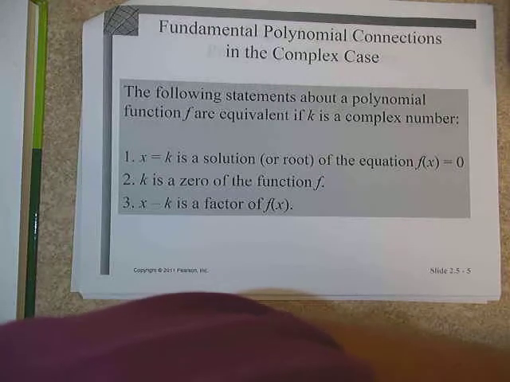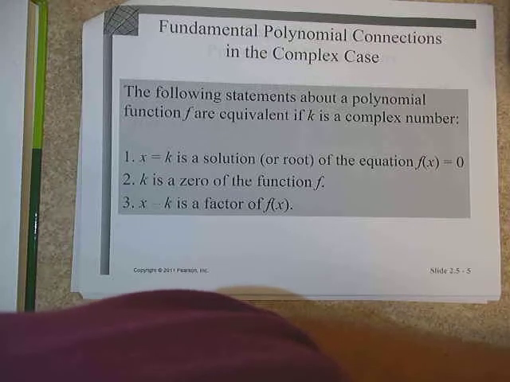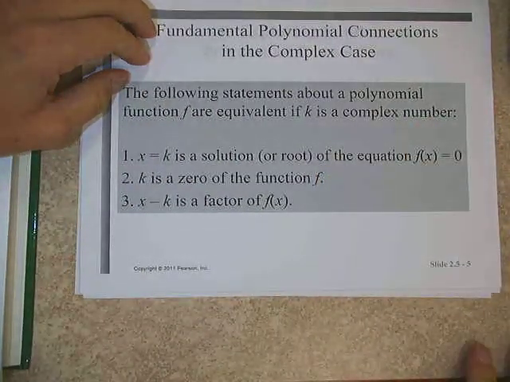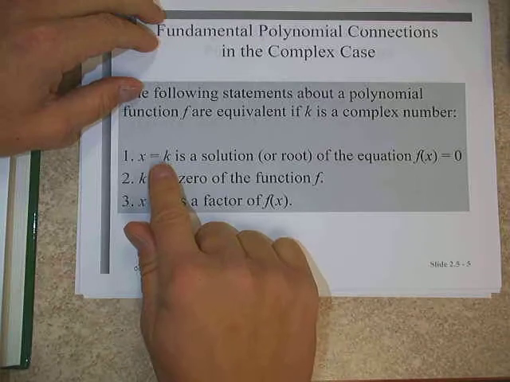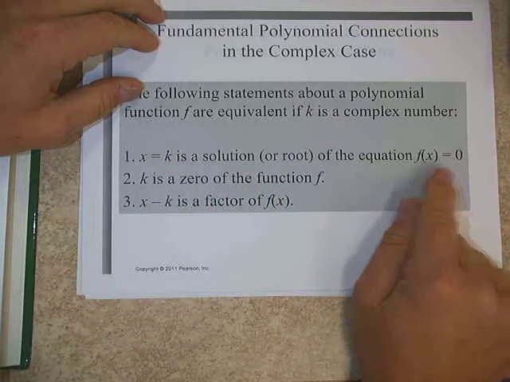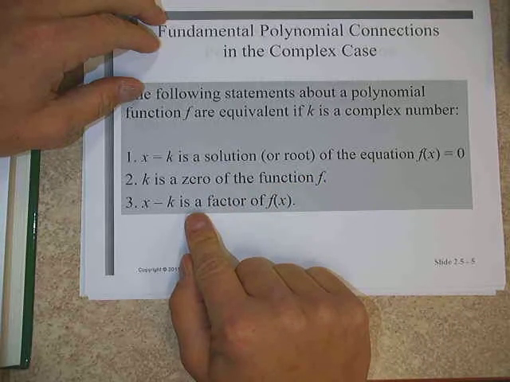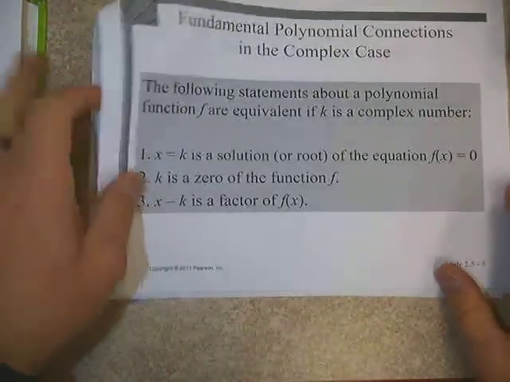One more theorem here is exactly the same as one we saw earlier in section 2.4. The following statements about a polynomial function are equivalent if k is a complex number. Again, keep in mind, complex number just indicates that it could be real or it could be non-real. All real and non-real numbers are complex. So if we have k that's a solution to the equation f of x equals 0, then we say that k is a zero of that function, and we also know that x minus k is a factor. When we did our opener problem today, we found the zeros, and then we changed them into factors, didn't we? So the theorems that we've learned so far allow us to do exactly that.